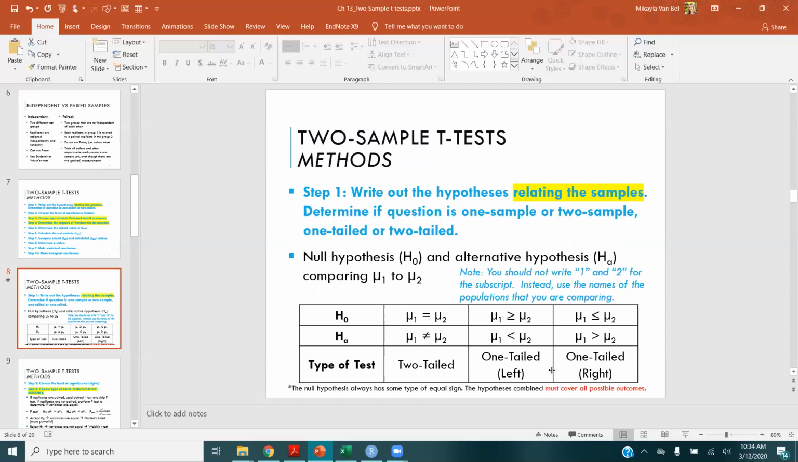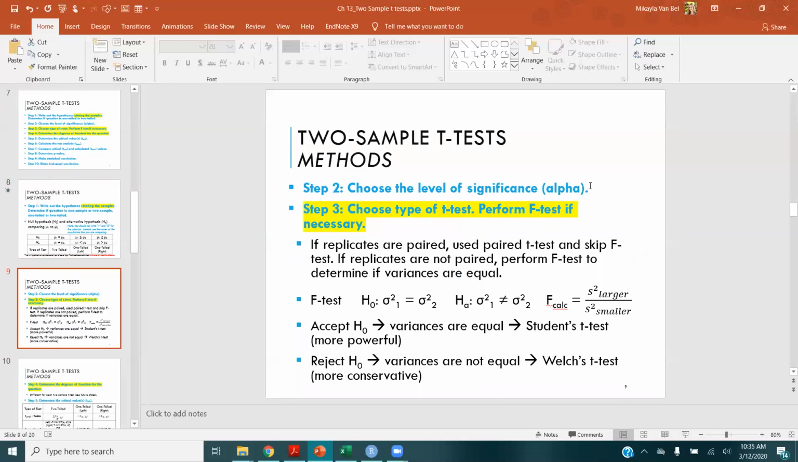In a one-tailed left two-sample t-test problem, the alternative hypothesis will be that the group 1 mean is less than the mean of group 2. The complementary null hypothesis is that the mean of that first group is greater than or equal to the mean of the second group. Again, reminder, the equal sign always goes in the null hypothesis. A one-tailed right problem, again, starting at the alternative, the mean of the first group greater than the mean of the second group. Null hypothesis is complementary, so the mean of group 1 is less than or equal to the mean of group 2.